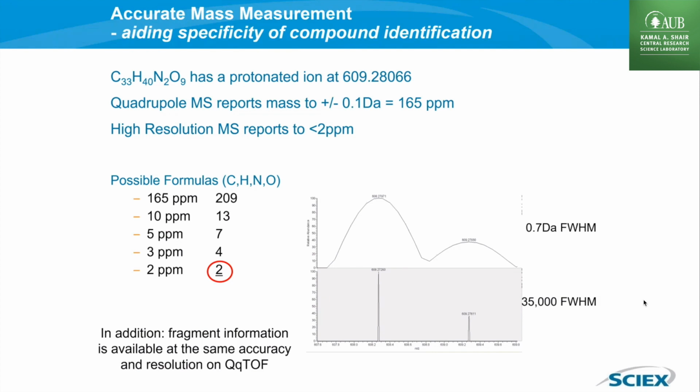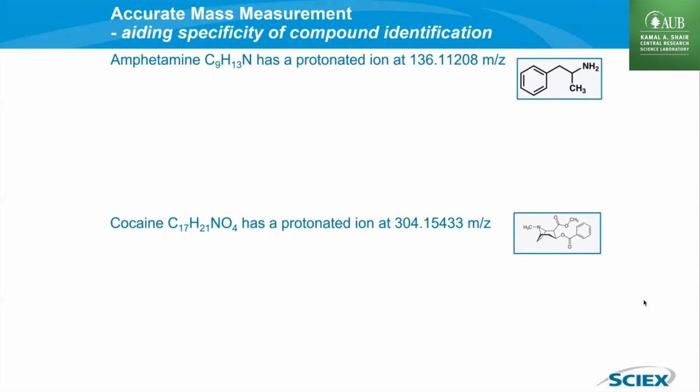So just to be honest, I don't like this example so much, so I prepared a second example. So here we have amphetamine, C9H13N. It has a protonated ion, so +1 proton at 136.11208, and I drew for you there the structure of amphetamine. So a 2 ppm mass range, plus 2 ppm and minus 2 ppm, is shown to you there, 136.11235 to 136.11181. There's a lot of small numbers in this one, right?